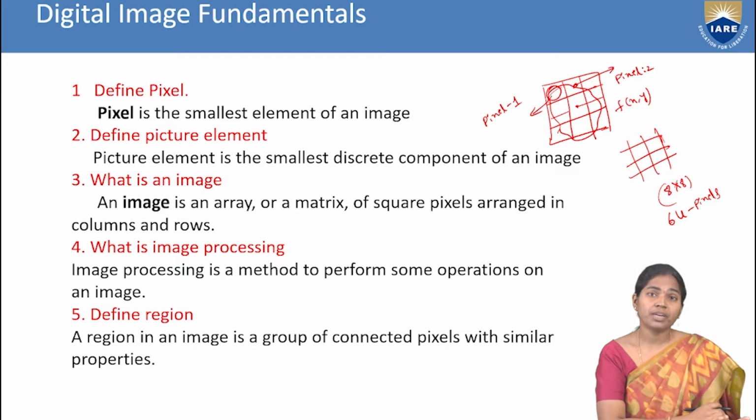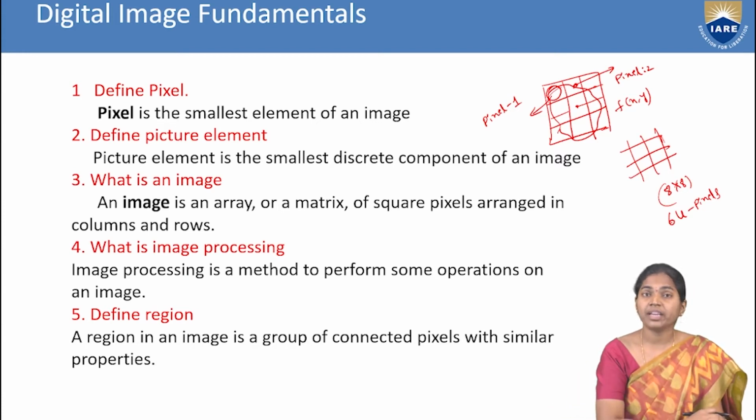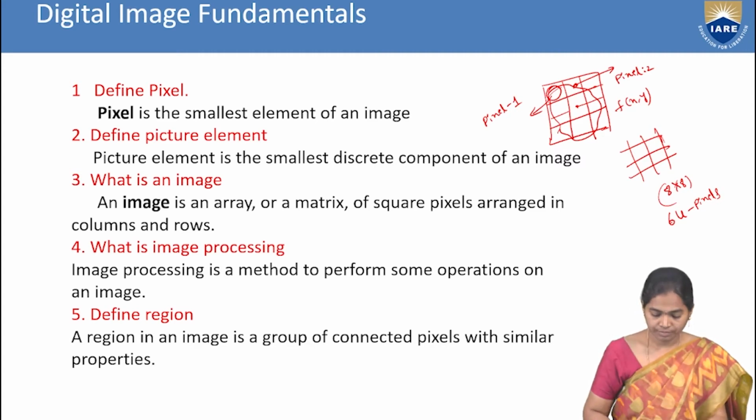Similar properties here means we are considering only gray levels, depending on our requirement. A group of connected pixels means adjacent pixels, and that adjacency is either n4 of p, nd of p, or n8 of p. n8 of p is n4 of p union with nd of p.